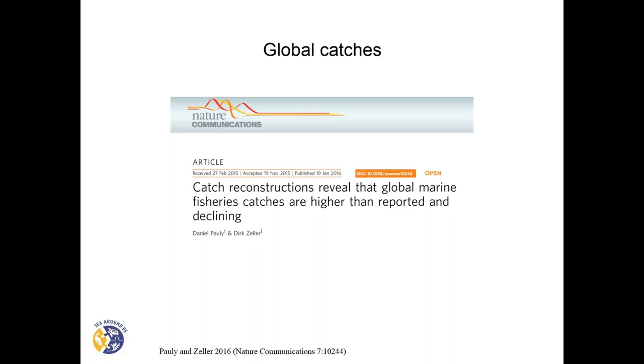Okay, what we found is in the title. We found that much more is being caught than is being reported by FAO, but that it is declining. And I will elaborate on both of these things.